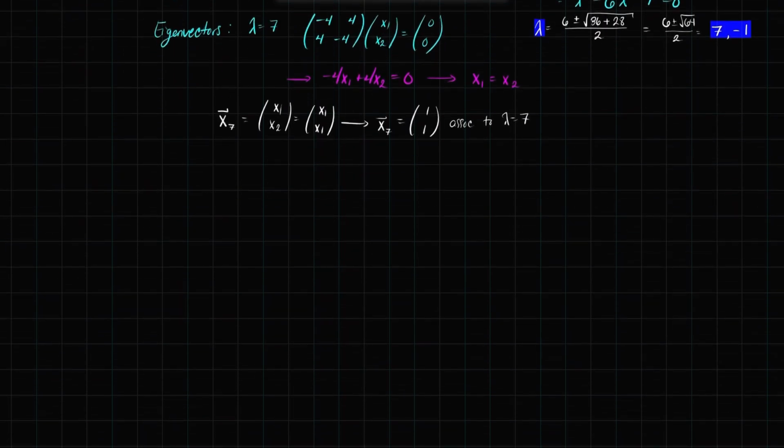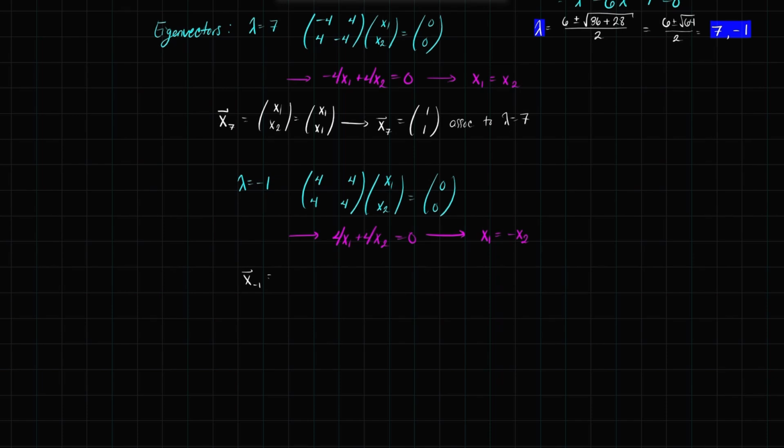We do the same thing when lambda is equal to negative 1. 3 minus negative 1 is 4. 4, 4, and 3 minus negative 1 is 4. Again, x1, x2 gives me 0, 0. I can read horizontally and find that 4x1 plus 4x2 is 0, or rather that x1 is negative x2. That's my relationship, so I recover that x sub negative 1 is x1, x2, or in terms of just x1, I have x1, negative x1, or rather, letting them be 1, I have 1, negative 1 associated to lambda equals negative 1.